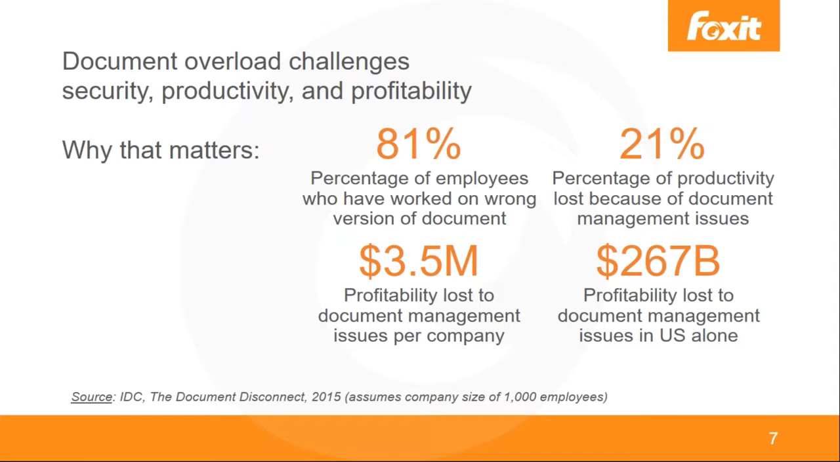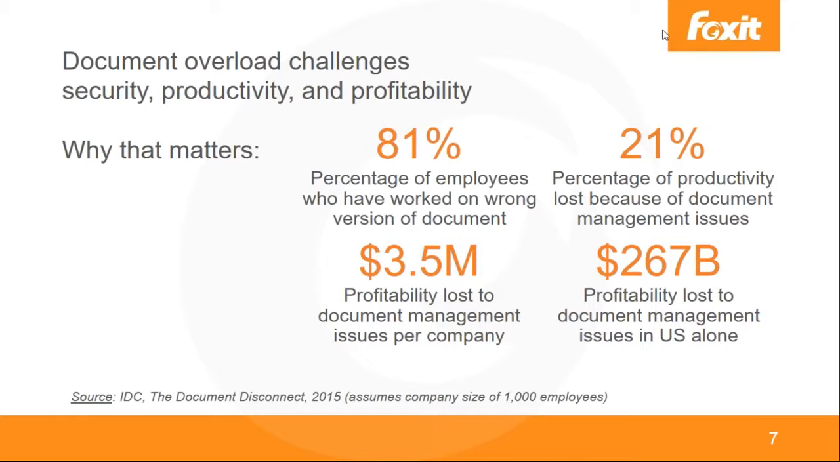And why does that matter? Well, we tried to throw some numbers at this issue, and some of the numbers we came up with are shown here on the screen. According to a report by IDC that was done last year, called the Document Disconnect, the percentage of employees who worked on the wrong document is 81%, and the percentage of productivity that's lost because of those sorts of issues is estimated at 21%.